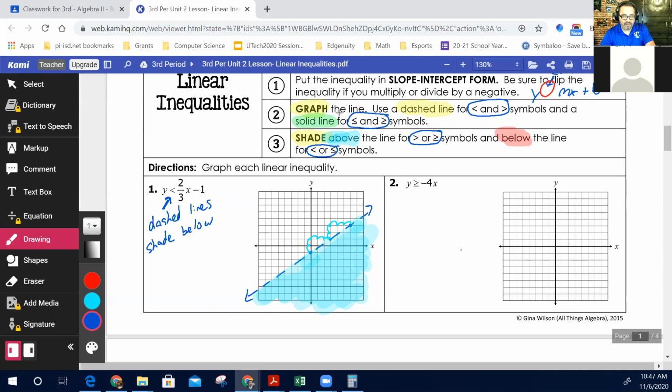Once you begin the graph, you need to take into account whether you have a less than or greater than, or if it's less than or equal to, or greater than or equal to. It'll be a dashed line if it doesn't have the equal sign, so it's just less than or greater than. It'll be a solid line if it does include the equals, so less than or equal to and greater than or equal to indicate a solid line.